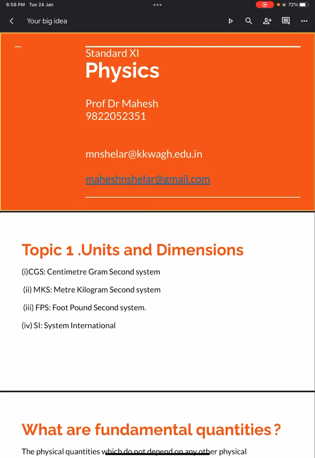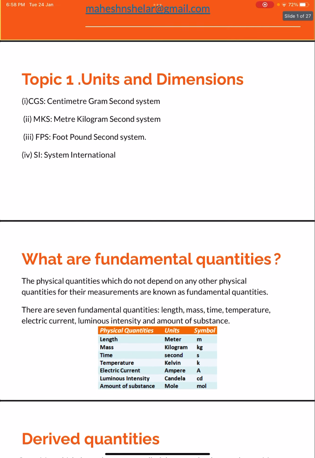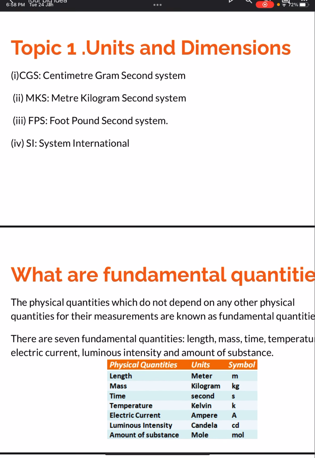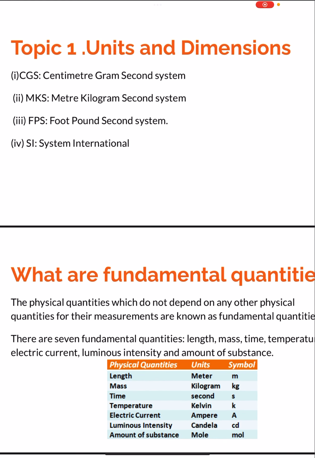One system, as you see over here, is the CGS system. C for centimeter, G for gram, S for second. The CGS system is the centimeter, gram, second system. The other system is the MKS system, where M is for meter, K is for kilogram, and S is for second. The third system is the FPS system, where foot is a length unit, pound is for mass, and second is the time unit. So foot, pound, and second system.